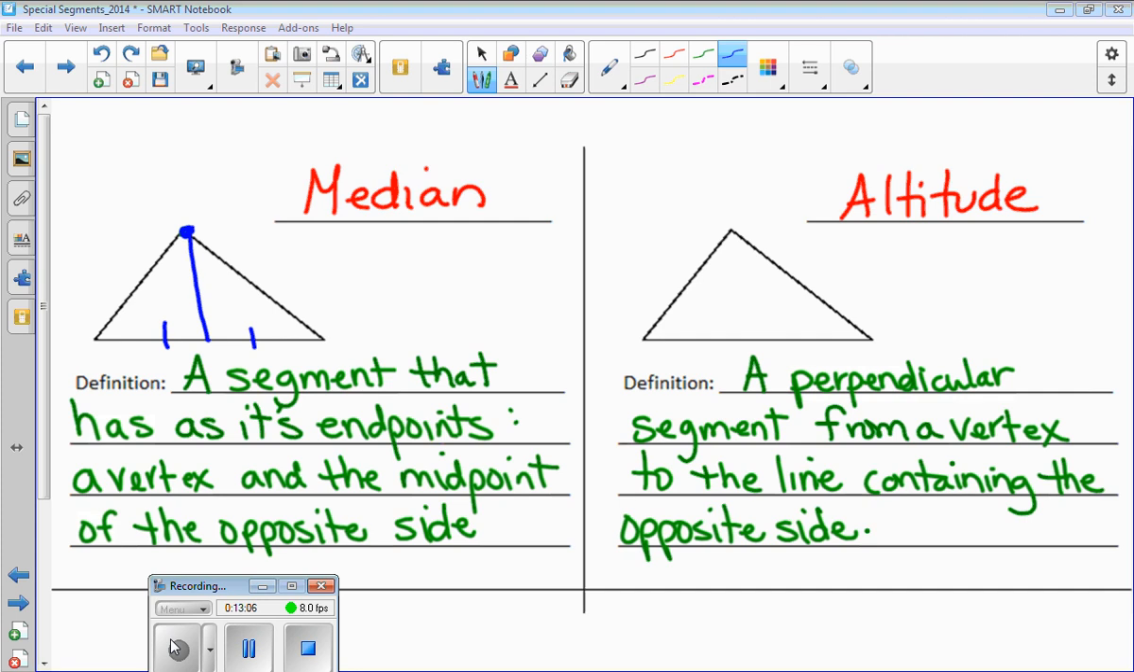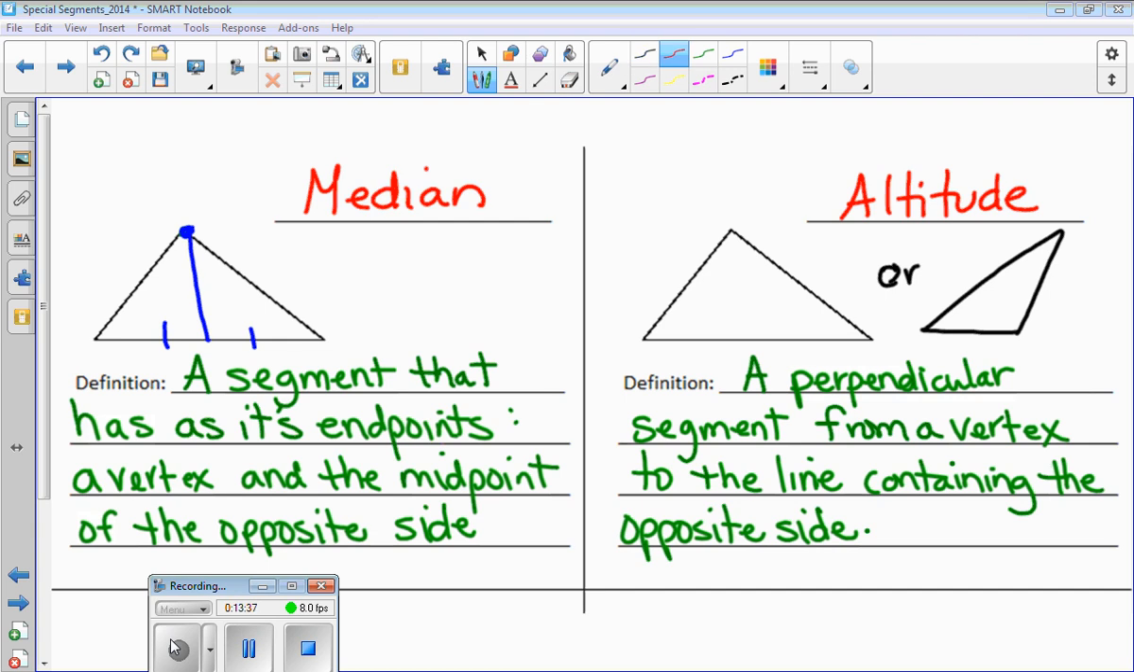On the altitude, I do want you to draw another triangle. So over here, if you would, let's draw an obtuse triangle. Remember that in an altitude, an obtuse triangle, it can be on the outside. So let's draw that example as well. Let's go ahead and just draw an obtuse triangle. Okay? So do that for me as well on yours.